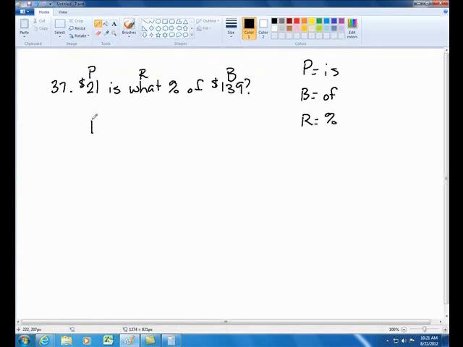So now I can write my formula. P equals B times R. I'm going to fill in the blanks with what I know. This time I do know my P. So 21 equals, I know my base is 139 times R.